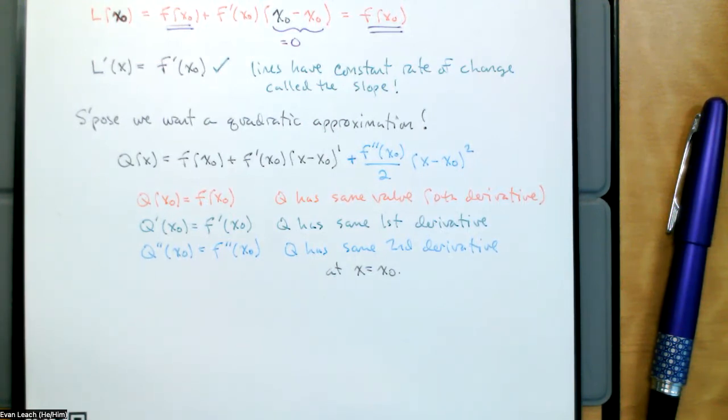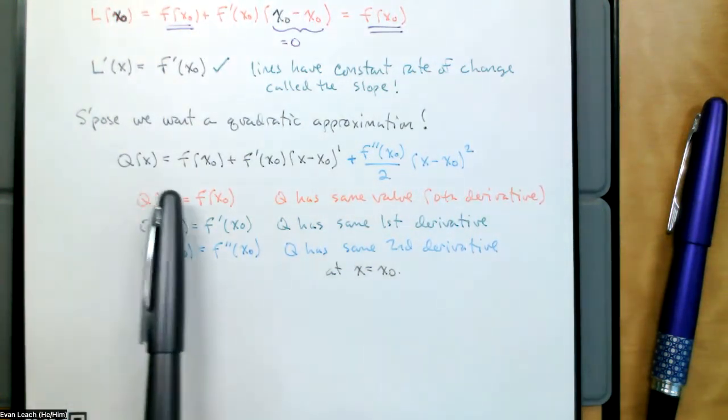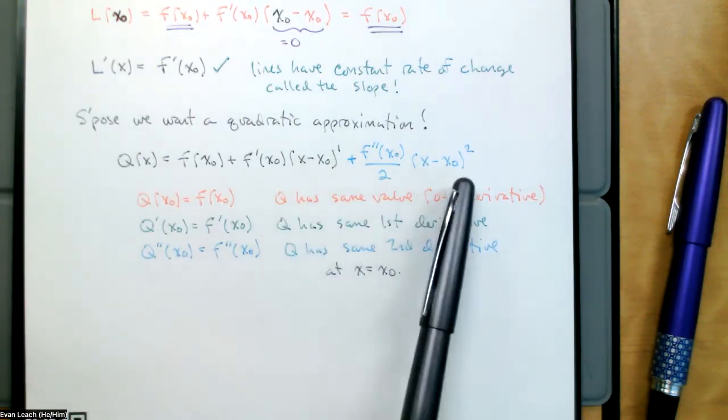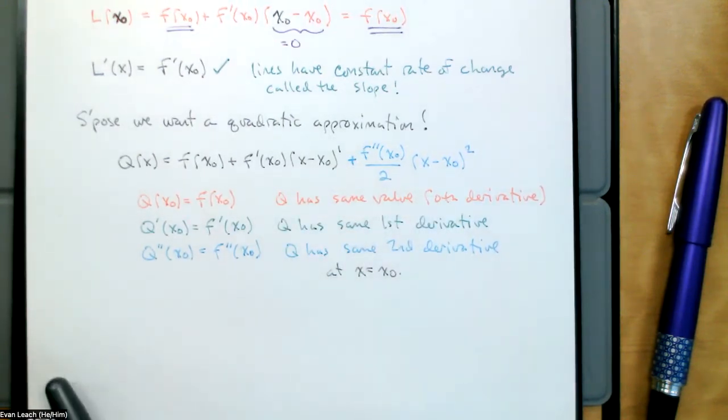Let's make sure that this is true. If I plug x naught into q of x, I get f at x naught, but these other two terms have a factor of x minus x naught, which when we plug in x naught is 0. If x naught is 3 and I plug in 3, I get 3 minus 3, I get 0 as a factor in both of those terms. All that's left is f at x naught.